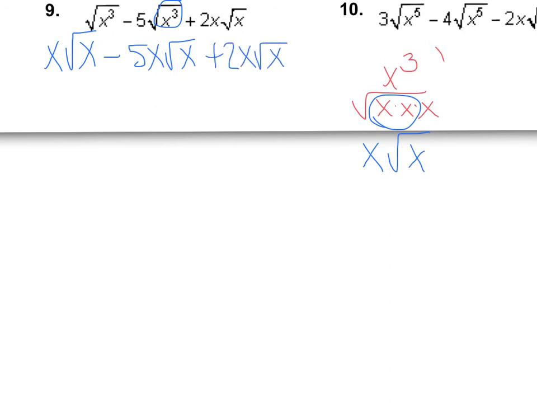Well, all of these have x and square root of x in there. This first one is a 1, so I can combine them all. 1 minus 5 is negative 4, plus 2 is negative 2x square root of x. And that would be my final answer.